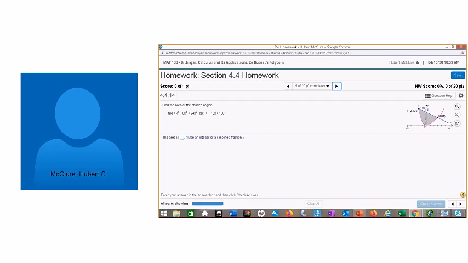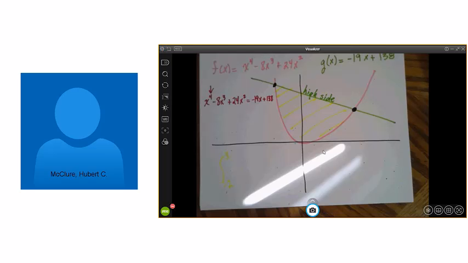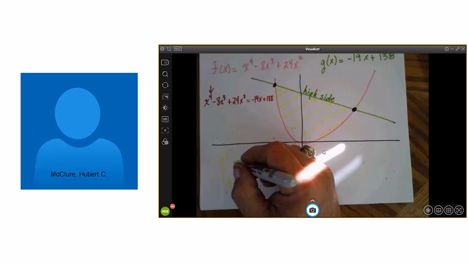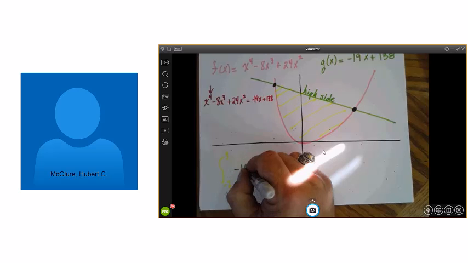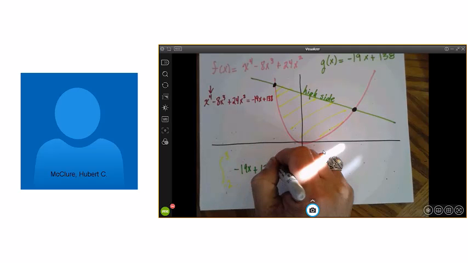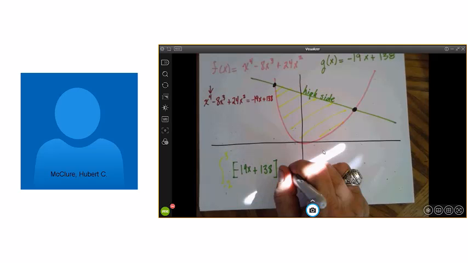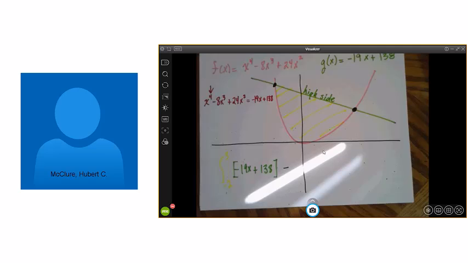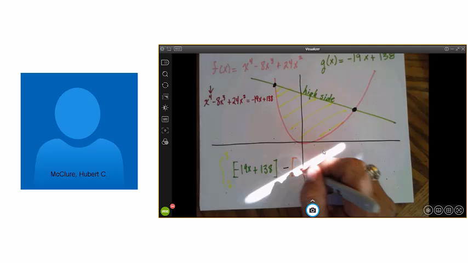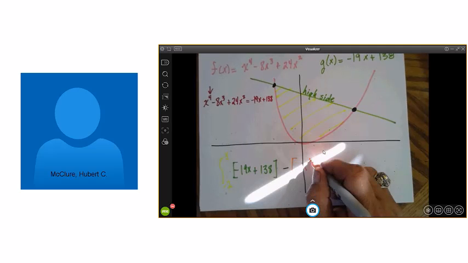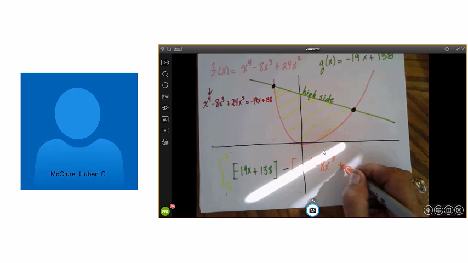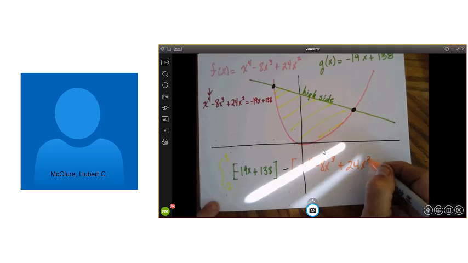From negative 2 to positive 3 of the green, negative 19x plus 138, minus the peach, x to the fourth minus 8x to the third plus 24x squared, dx.